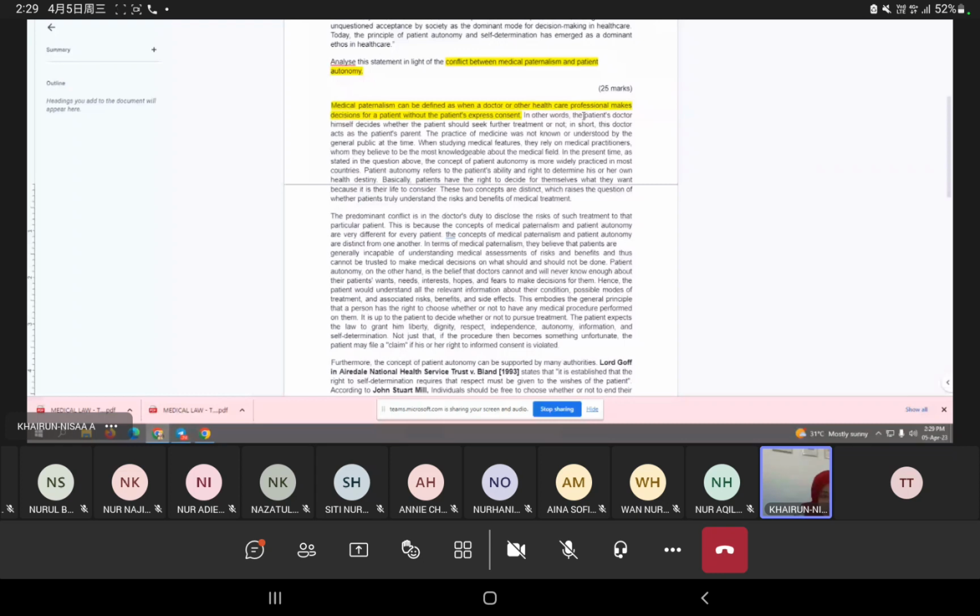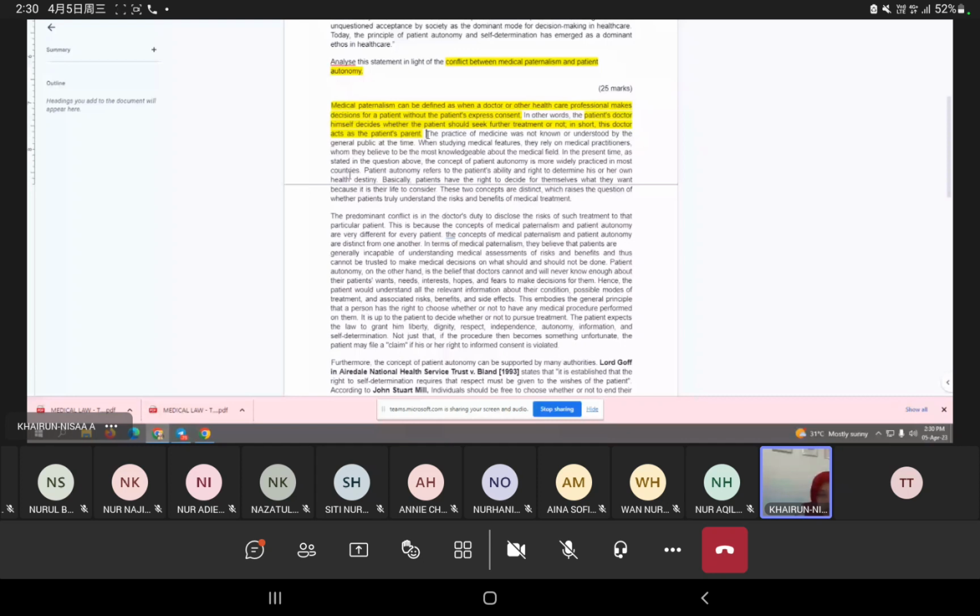Okay, this is good. This is the explanation. Can you see the flow here? You start with defining the medical paternalism first, and then, in other words, very simple words: the doctor himself decides whether the patient should seek the treatment or not. Very simple elaboration, or example.